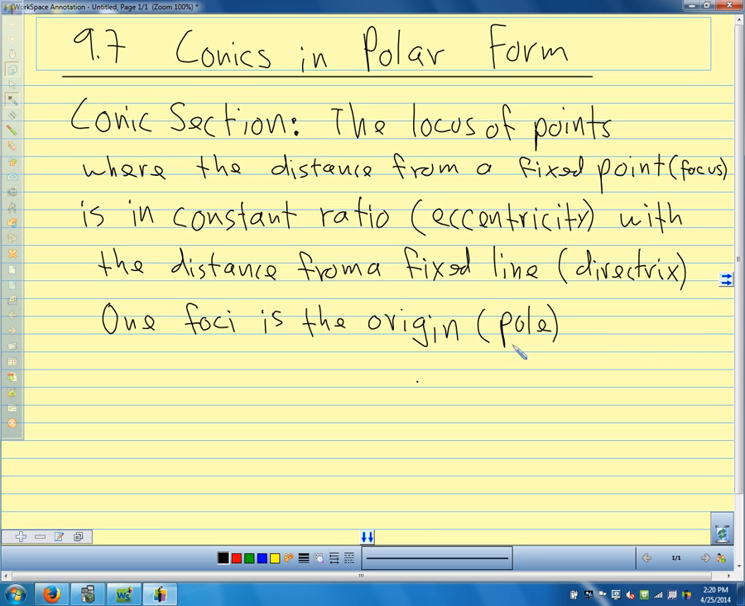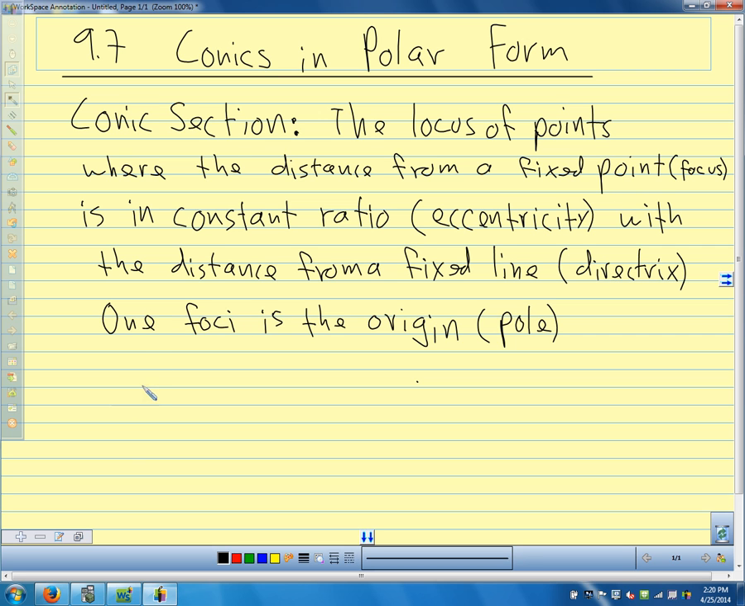In rectangular coordinates, it was very convenient if the center of our conic section was at the origin, or the vertex of the parabola. We can think of the center and the vertex of the parabola as the same thing. So in rectangular coordinates, it's nice if the center is at the origin. In polar coordinates, it works out nicely if our focus is at the pole. And every conic section is going to have a directrix. And this ratio of the distance from the focus and the directrix is our eccentricity.